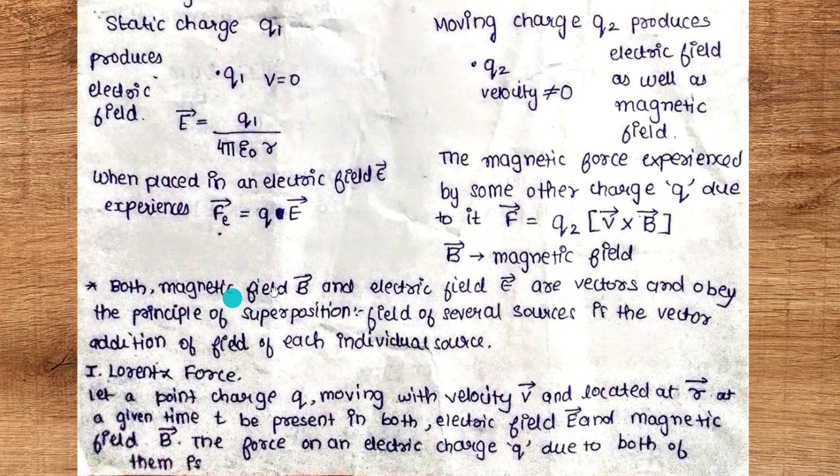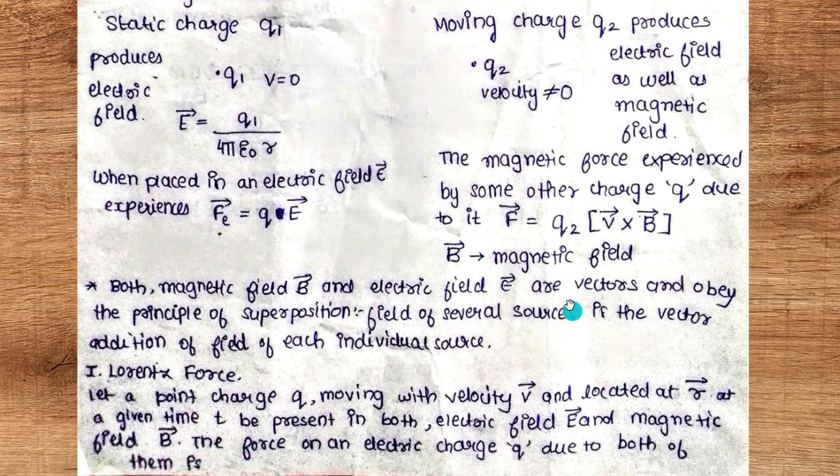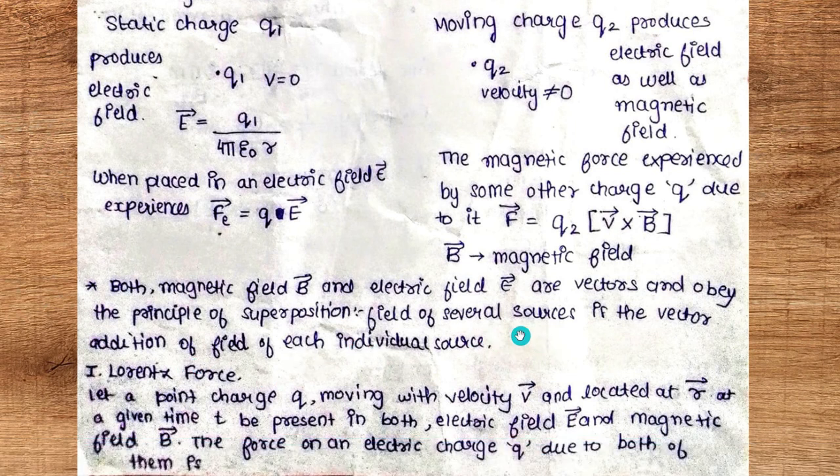Both the magnetic field B bar and the electric field E bar are vectors. The bar sign only tells us these are vectors. And they both obey the principle of superposition, which means that the field of several sources is the vector addition of the field of each individual source. Simply in one sentence, if I have many electric fields at the same point due to charges q1, q2, q3 and so on, the total electric field is just the vector addition of all the electric fields.